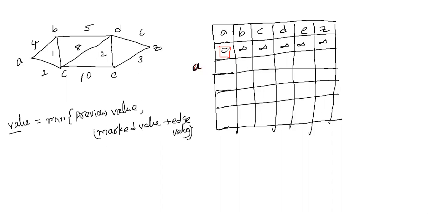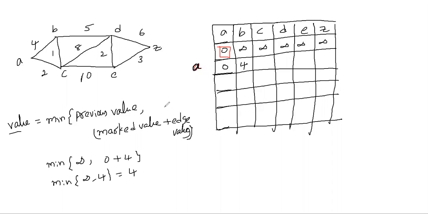So now you started at 0. This value is also 0. Next, come to the B vertex. For the B vertex, what is the value? Infinity. Minimum of infinity comma, what is the marked one? 0. Edge value, A vertex is there. A to B edge value is 4. So what is its value? Minimum of infinity comma 4. What is the minimum? 4. That 4 you have to write here.